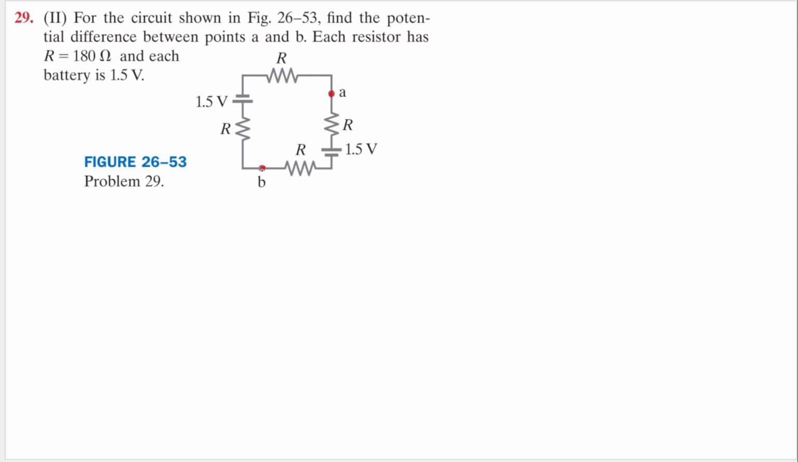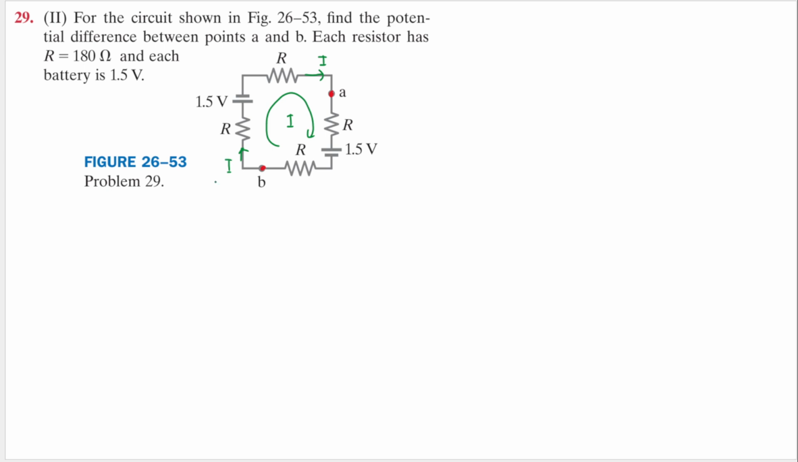point B here. And I see this circuit is a single loop, so I will draw a loop from here, and the loop current here is I. Remember that this loop current is also the branch current, so here is also I and here is also I throughout the circuit.